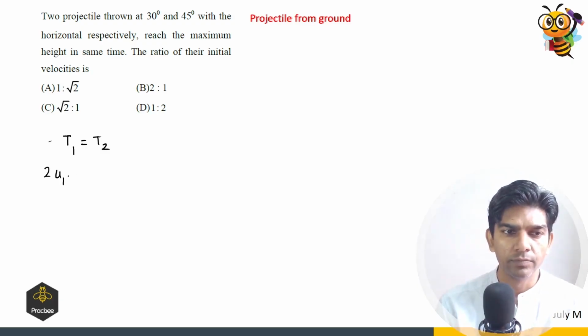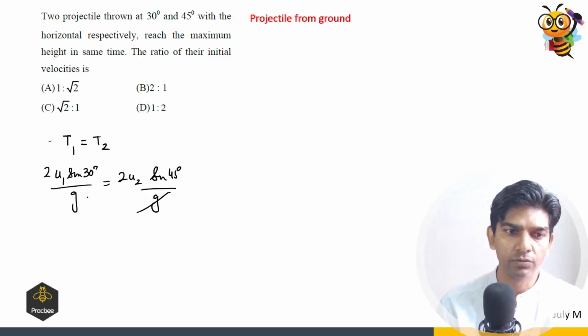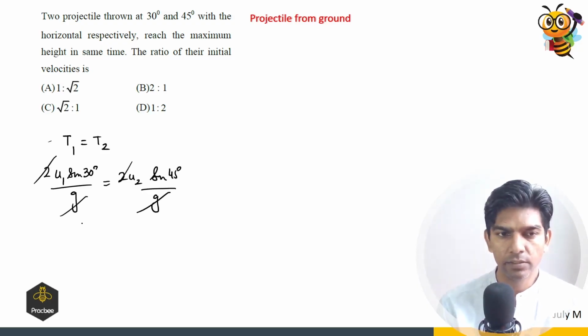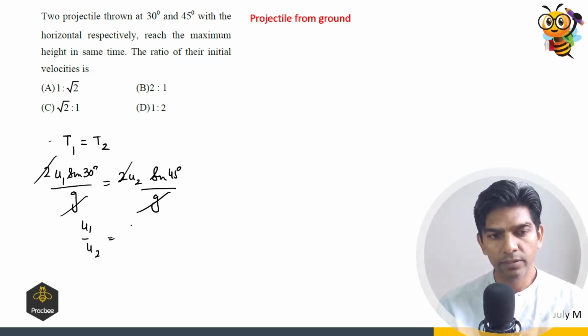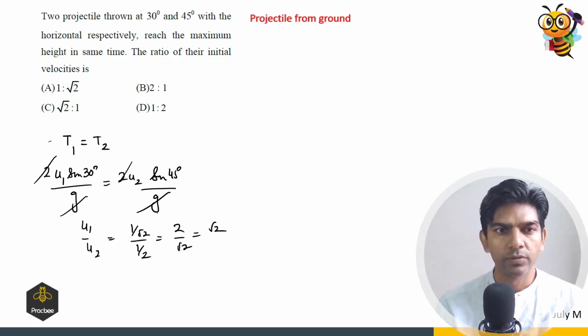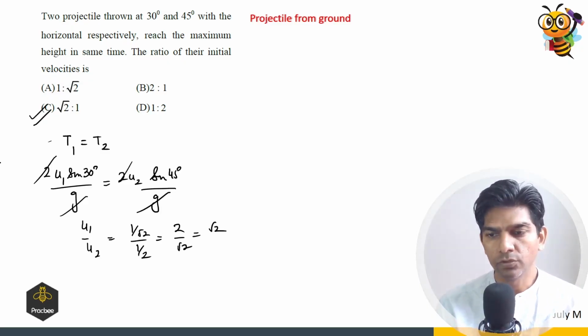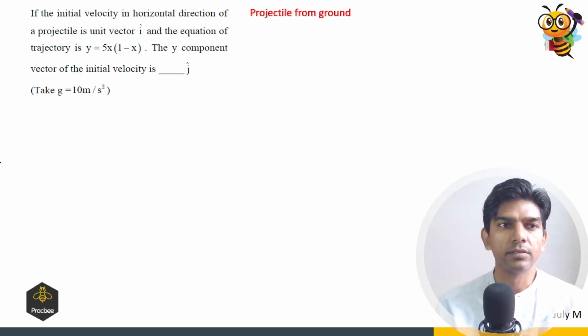So 2 u1 sin 30 degrees by g should equal 2 u2 sin 45 degrees by g. So 2 by g will get cancelled out. So u1 by u2 will be sin 45 by sin 30. So (1 by root 2) by (1 by 2). So that will be 2 by root 2, or it will be root 2. So the ratio is root 2 to 1. So option 3 is the right answer.